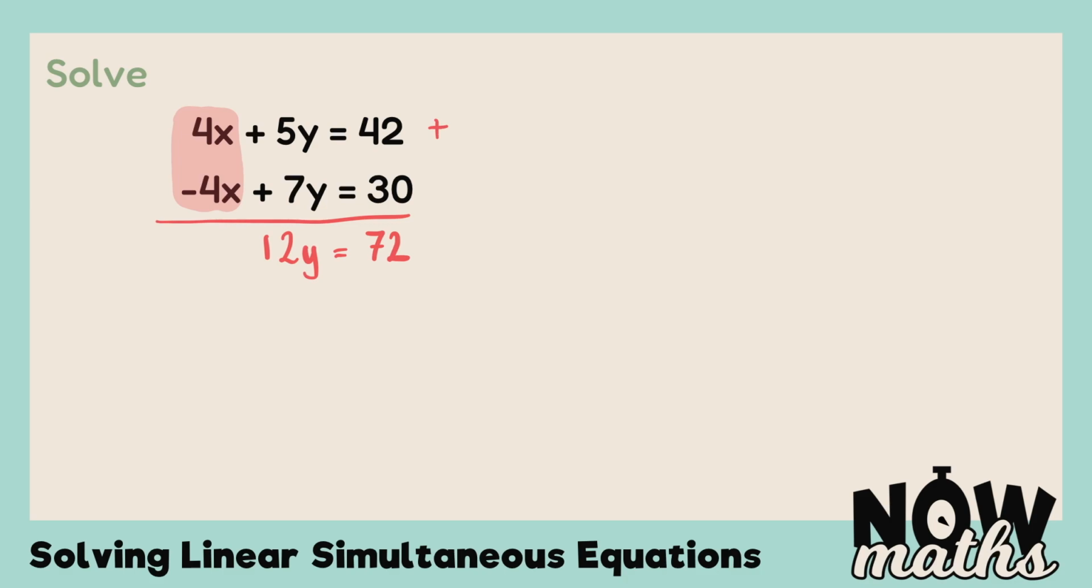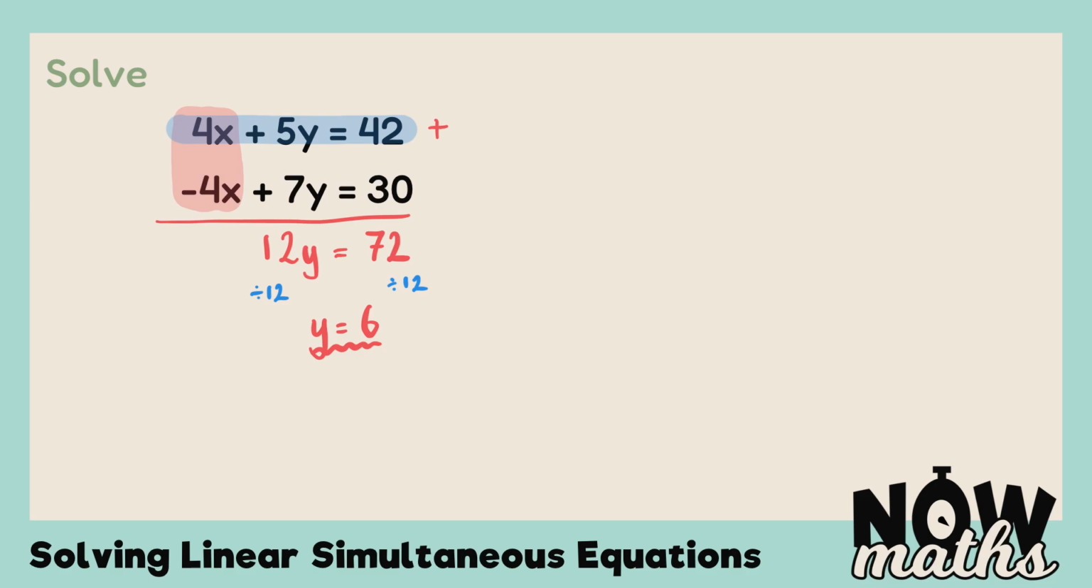We then divide by 12 to give us y on the left, and 72 divided by 12 is 6. So our y solution is y equals 6. We now use this y value to find our matching x value. And this time I'm going to choose to substitute into the top equation, given that all of the numbers are positive, so we're less likely to make a mistake.